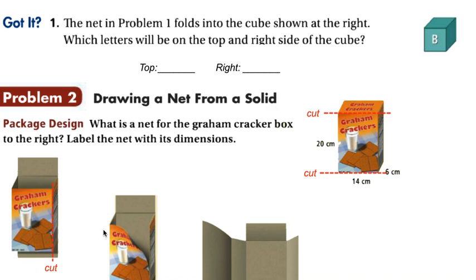So how about this one? Let's see if you can do this one. In the net, in that last problem, it folds into a cube, but this time we have letter B in front. Which letters will be on the top and on the right side of the cube? So what's on top? What's on the right if B is now the front?